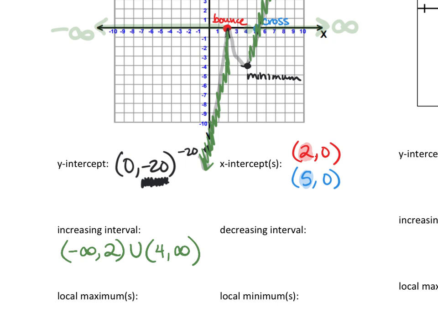Our decreasing interval is the section of the graph that goes down. There's only one little section in here that goes down. What two numbers are on the endpoints of the part that goes down? We're looking at x values, not y values. So again, we're looking like here. 4 will be one of them because that's when it stops going down, but where does it start going down? 2. The decreasing interval is from 2 to 4. That's the little section in the middle where this graph goes down.